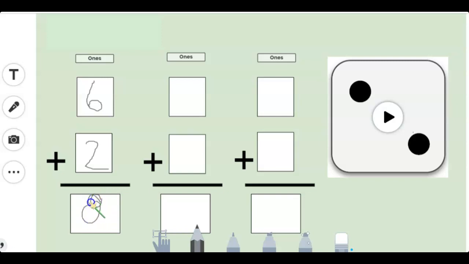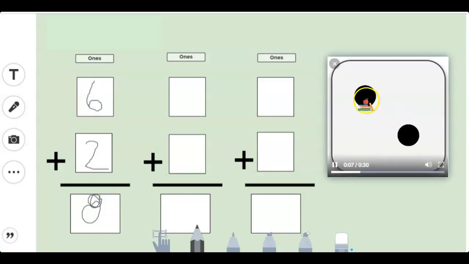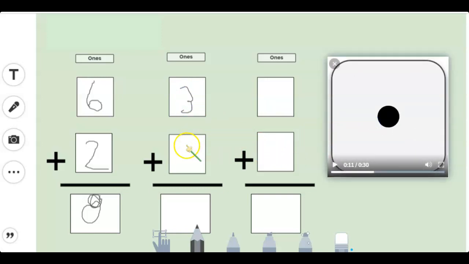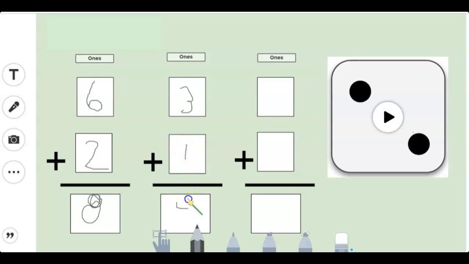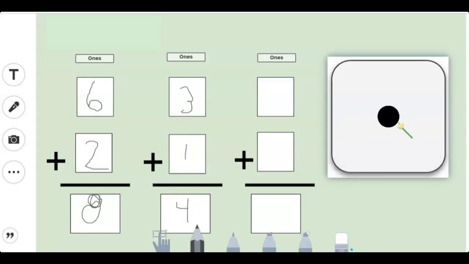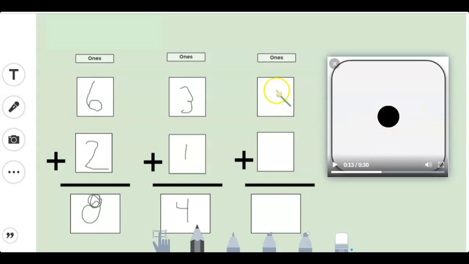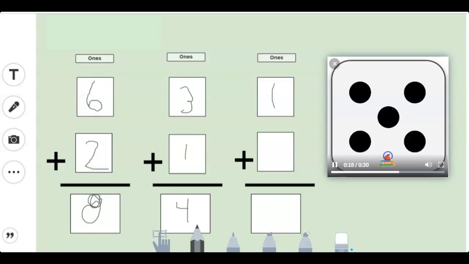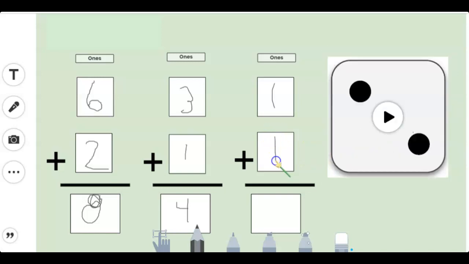Then I need to build my next mystery numbers. 3 plus 1 is 4. Then I have a 1 plus... remember to push stop on your dice. 1 plus 1 is 2.